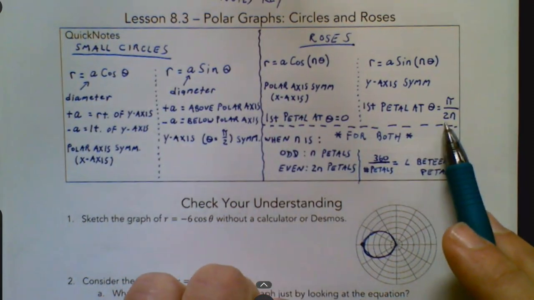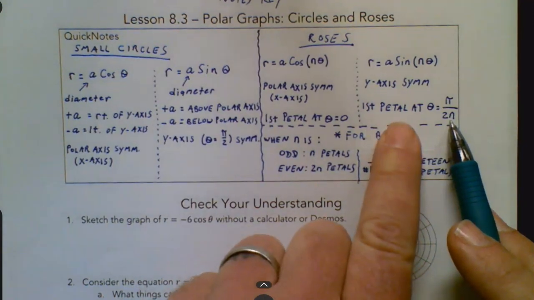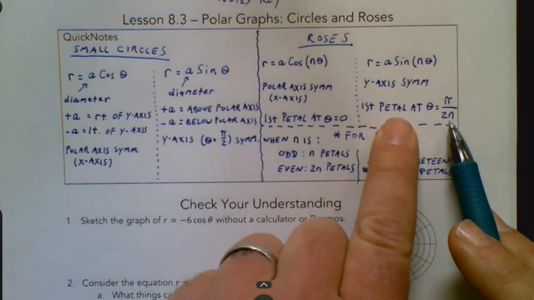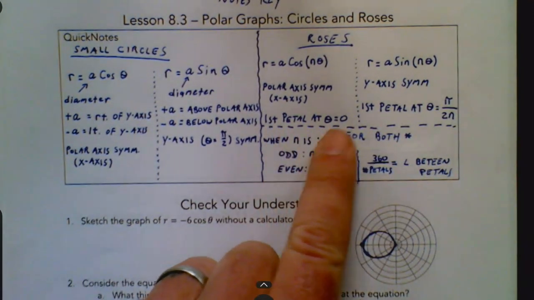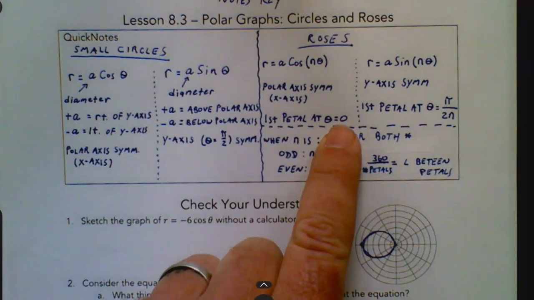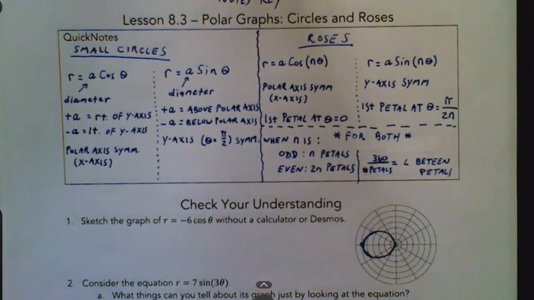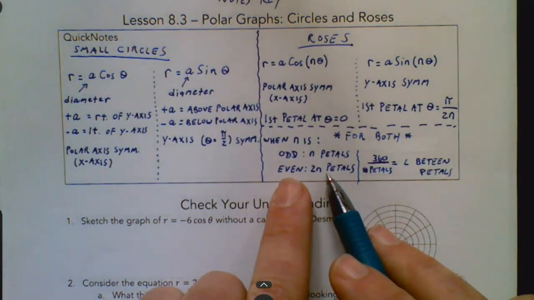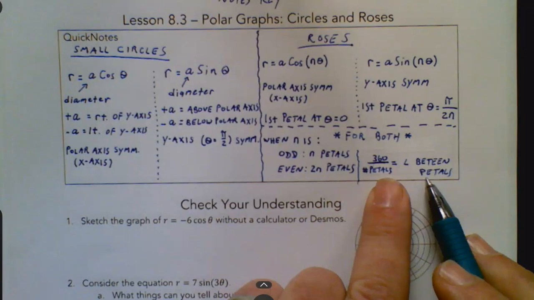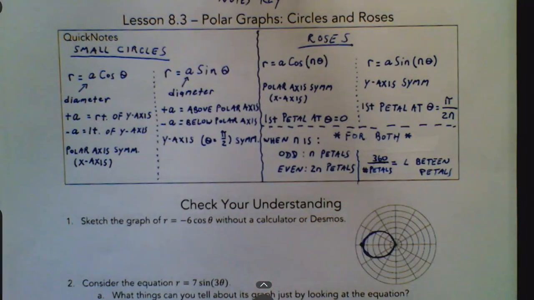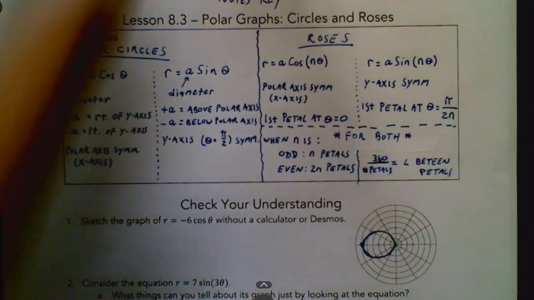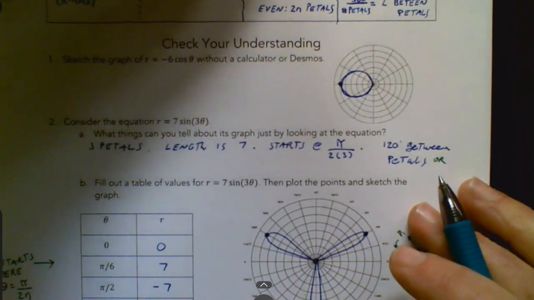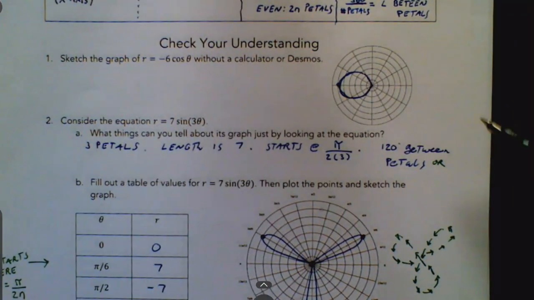This is how you figure out where the first petal is for the sine graph only. For the cosine graph, your first petal is always at 0, on the x-axis. And then we also talked about how many petals there are, and the distance between petals when it looks something like that. Just to mention a couple of these so you can fill these in if you're taking your own notes.